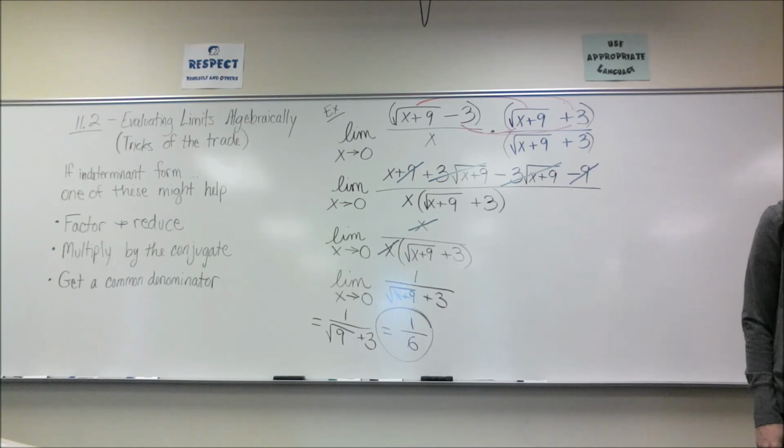When you take the conjugate, do you always do the top? It's always the one that's a binomial, the one that has two things. Sometimes it's the top, sometimes it's the bottom. But in this case, it was the top. It won't always be.